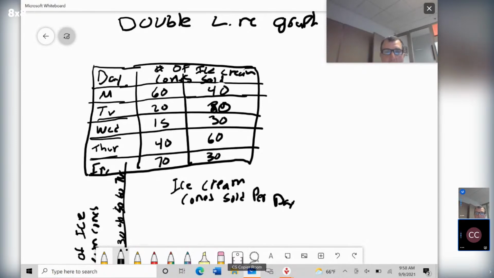I got on a little bit early, but I'm going to show you today how a double line graph might work, which you probably won't have to actually create, but there might be a double line graph possibly that you'll have to interpret. So I want to show you the principles behind that.